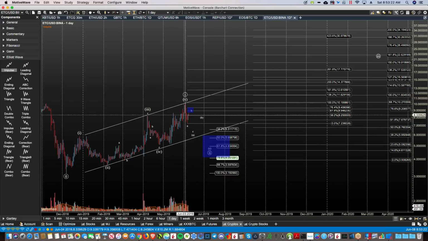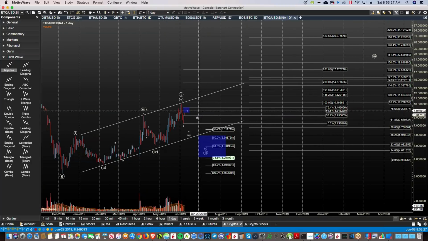And right now, it is a clear 5 waves. It's not a bad diagonal. It's structured pretty well, and then we should be in this correction all the way down to 493.